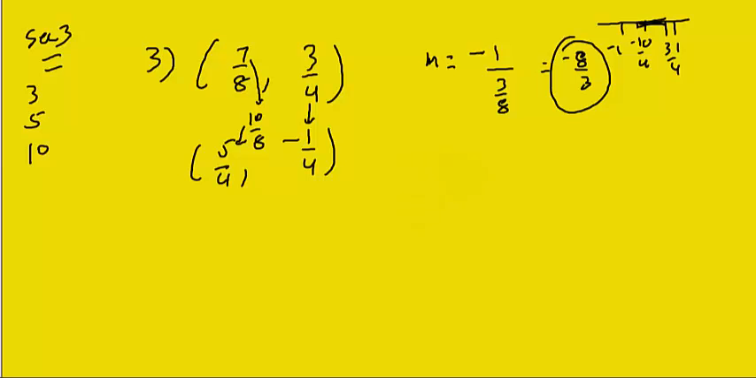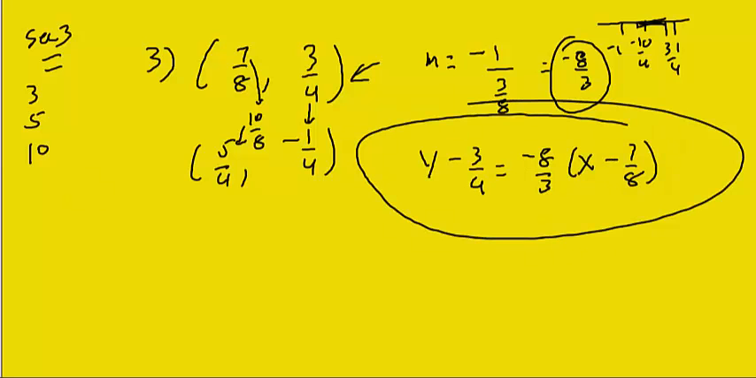Which point do you want me to use to find the equation of a line? Doesn't really matter to me, unless you want to go find b, then you've got to do a lot of work. It doesn't matter how ugly the point is, I can still write out the equation of a line. y minus 3/4 is equal to -8/3 times x minus 7/8. I'm done. That is the equation of the line.